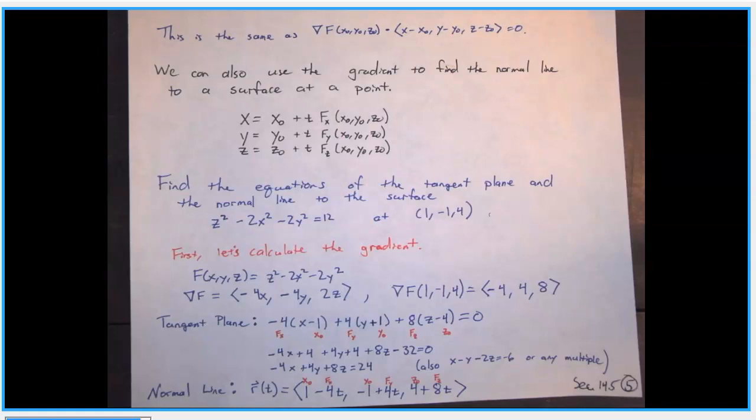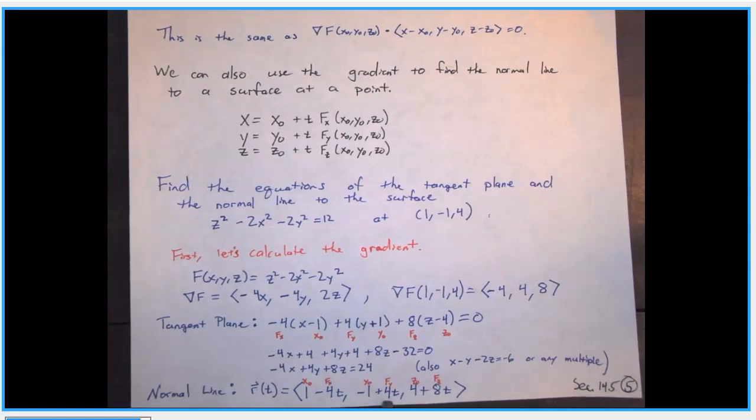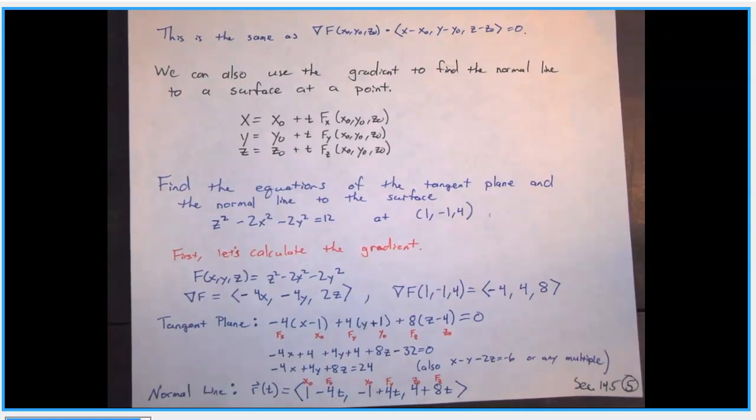Now here, you could use any scalar multiple of the gradient. That would give you the same line. So instead of negative 4, 4, 8, if I wanted to use negative 1, 1, 2 for these coefficients of t, that would give me the same line. That's fine. You're just basically changing how you're parameterizing the line. But it gives you the same line. Now, let's take a look at a visual representation of these.